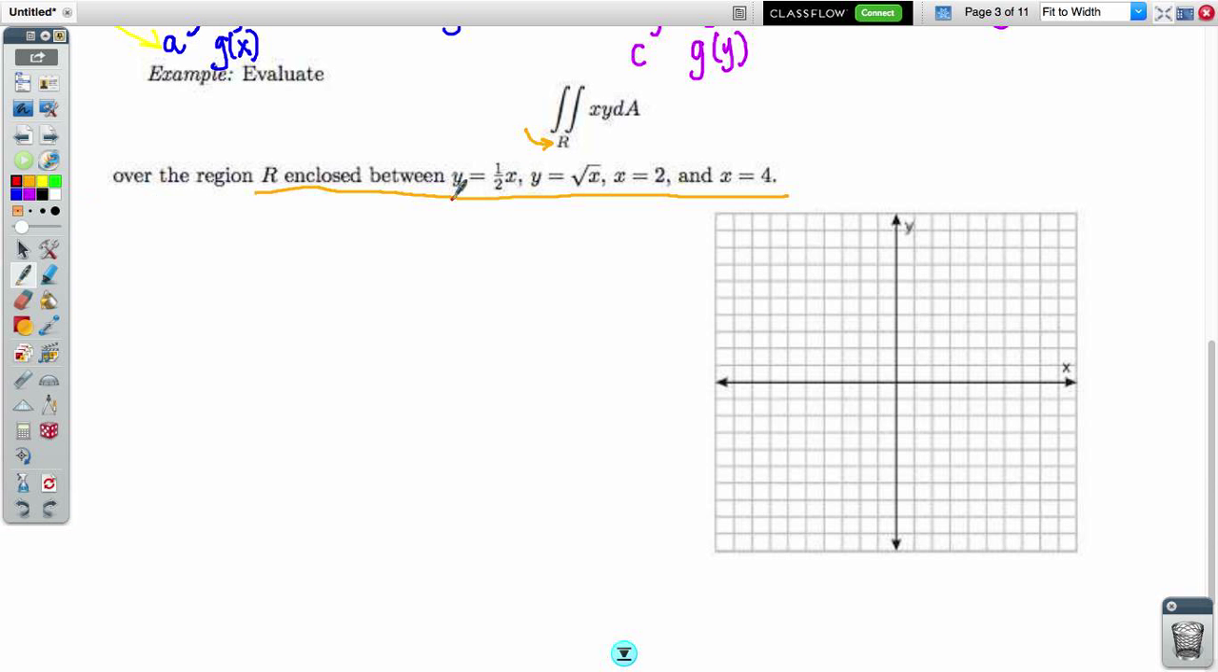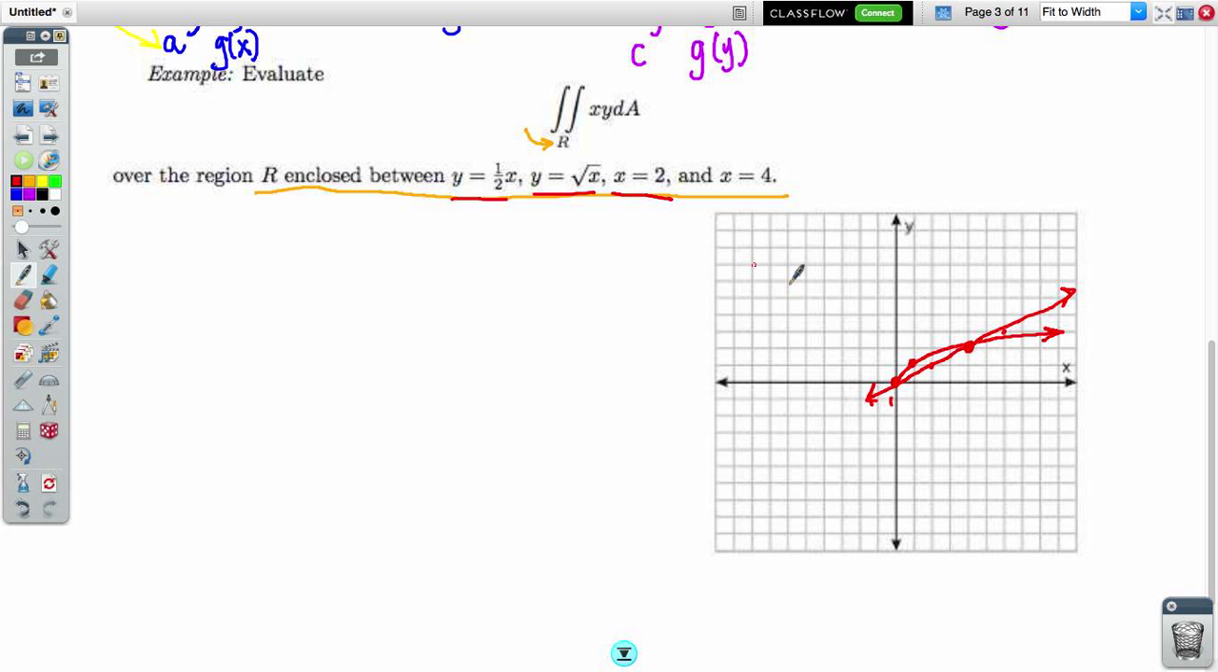Let's see, y equals 1/2 x. Well, that's just a simple line with a slope of 1/2. So pretty basic so far. And then y equals the square root of x passes through (0, 0), passes through (1, 1), and passes through (4, 2), like that. So it's going to go something like this, which leaves this little enclosed region in here, which I'm guessing is where we're integrating.